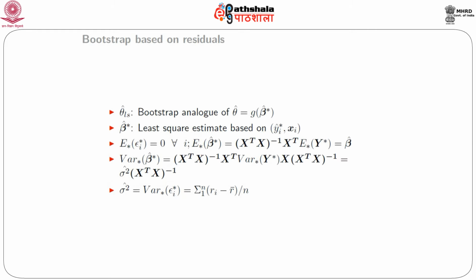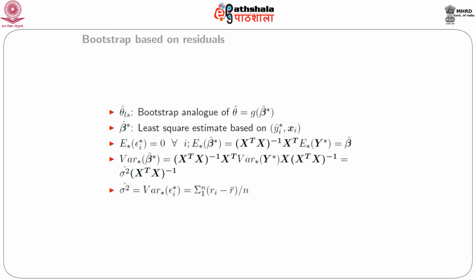Now, we have a pair of observations which looks like (y_i star, x_i). From this pair of observations (y_i star, x_i), i runs from 1 to n, we can generate beta hat LS star, or beta hat star, which is the least square estimate of the data, but now the data has changed from y_i to y_i star, the x_i's remain fixed, and from there we can find theta hat LS star, which is nothing but the bootstrap analog of theta hat, equal to g of beta hat star.